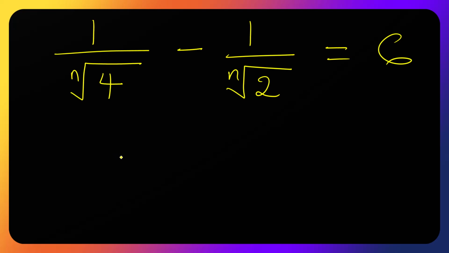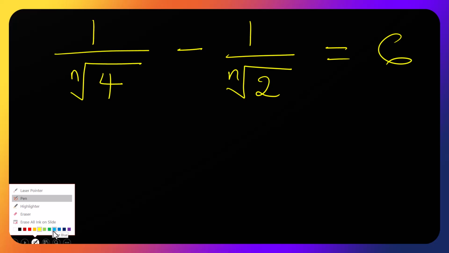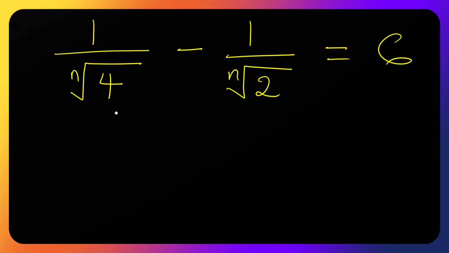Solve for n here. Okay, so let's be very careful here. We are given 1 on the nth root of 4 minus 1 on the nth root of 2 equals 6.